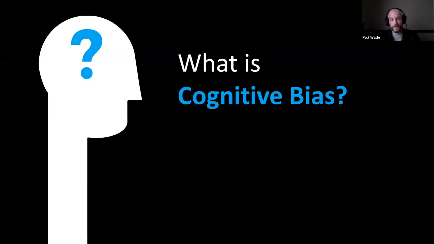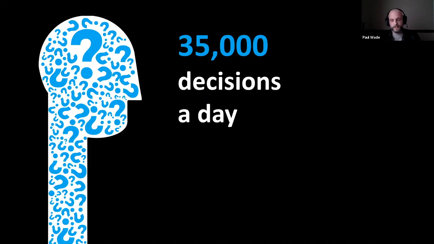So cognitive bias is also known as unconscious bias. And those two terms, if you do your own research and you Google them and you start looking them up, you can see that those two terms are used quite interchangeably. Now, according to research, the average adult makes 35,000 decisions a day.